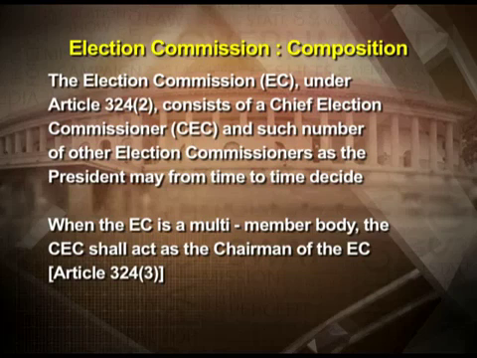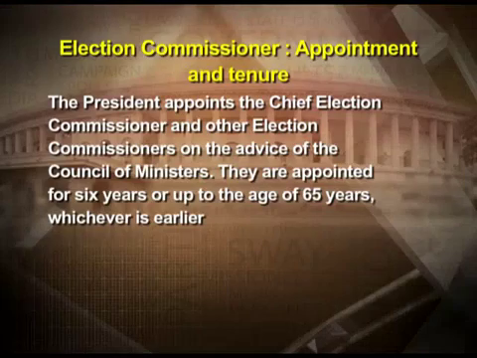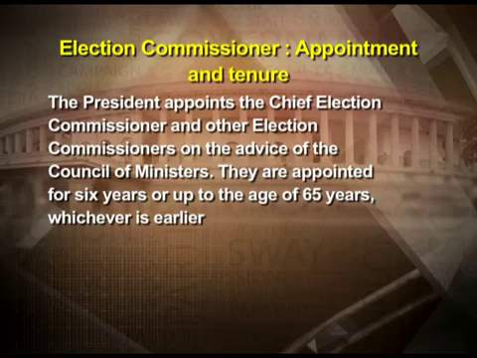Now, if it is a multi-member body, then Article 324 clause 3 says that the Chief Election Commissioner, the CEC, shall act as the chairman of the Election Commission, and decisions are to be taken by the majority. An attempt must be made to take decisions through consensus, but if a consensus cannot be reached, then majority decision must prevail. Now, who appoints the Chief Election Commissioner and the other election commissioners?